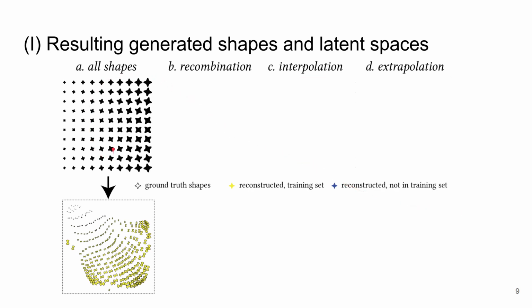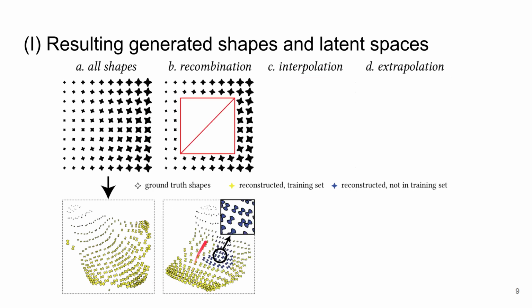The first result is just to show you how we represent this in visualization. We have the base shape set on which we train the VAE. Then we have the latent space, the shapes in latent space projected on two dimensions using t-SNE. In yellow, you see the reconstructed training set. The black outline is the ground truth of the shapes.